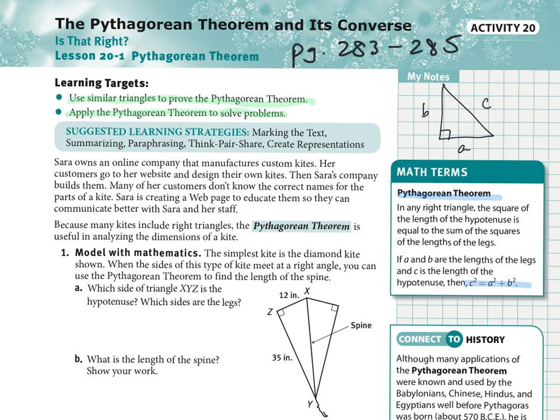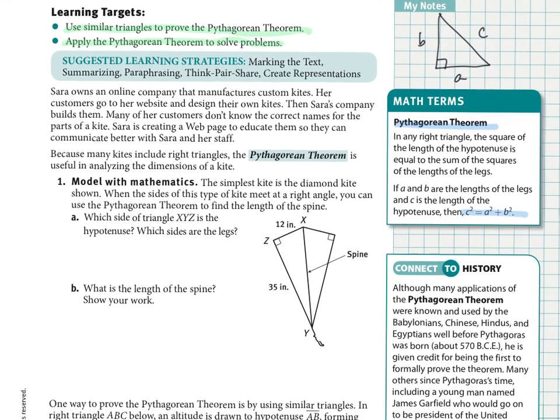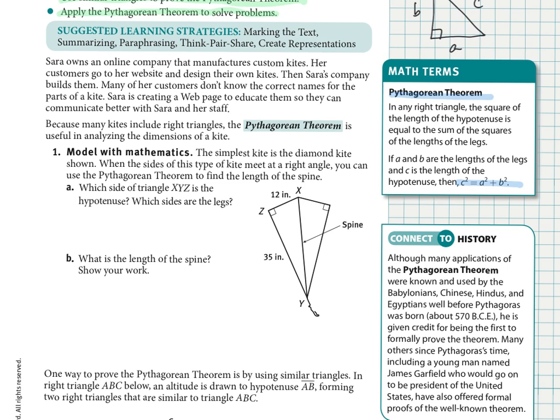It says Sarah owns an online company that manufactures custom kites. Her customers go to her website and design their own kites. Then Sarah's company builds them. Many of her customers don't know the correct names for the parts of a kite. Sarah is creating a web page to educate them so they can communicate better with Sarah and her staff. Because many kites include right triangles, the Pythagorean theorem is useful in analyzing the dimensions of a kite.